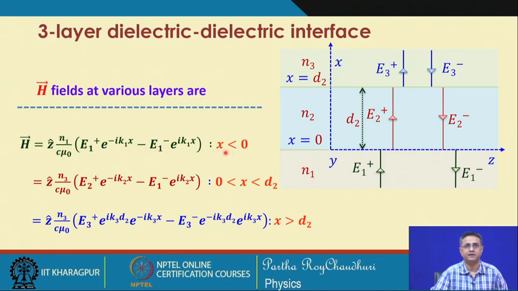For x less than 0, we can write this magnetic field in this layer in this form, but it is again in terms of the electric field components. Similarly, for the middle layer, that is x greater than 0 but less than d2, we can write the magnetic field in this way. You can also calculate the magnetic field in the third layer using the same relationship. So, by now we have electric field and magnetic field components in all the 3 layers.